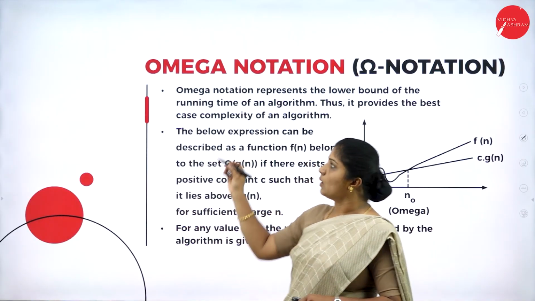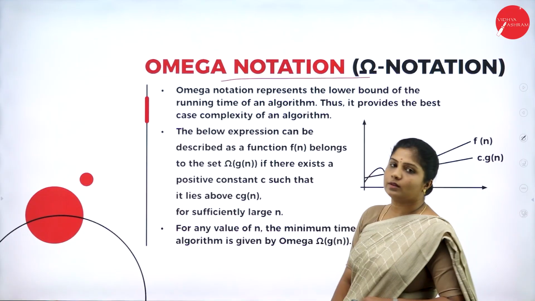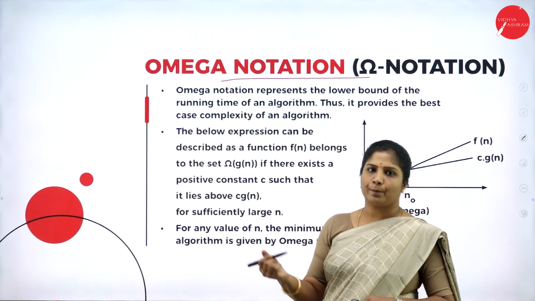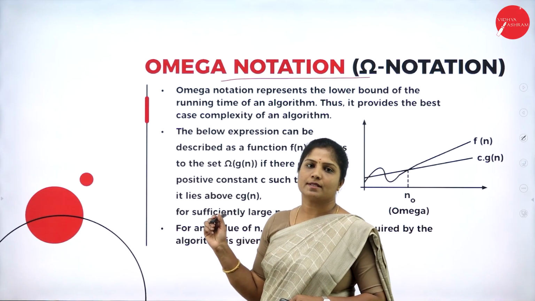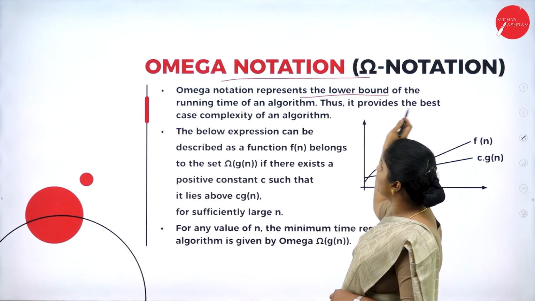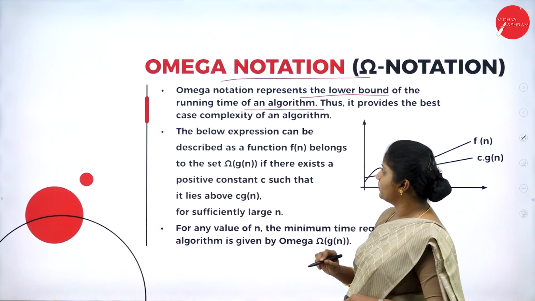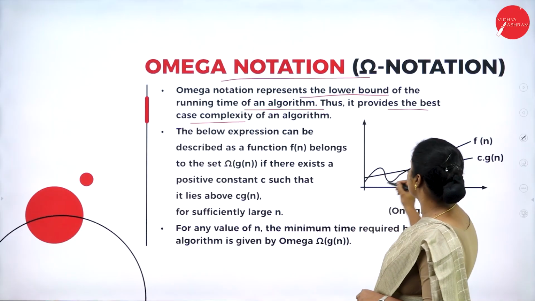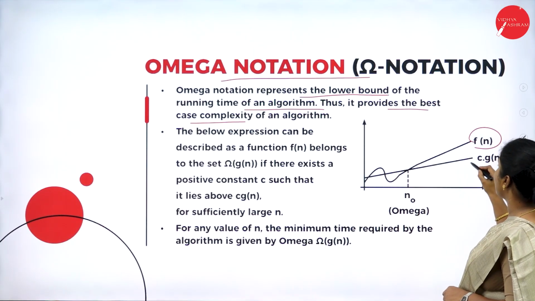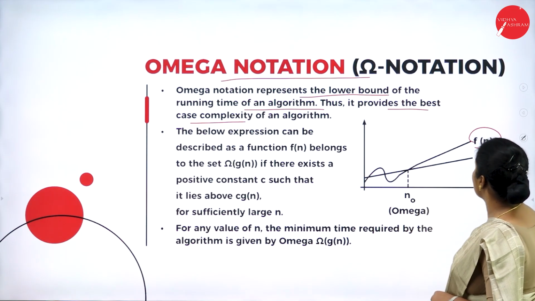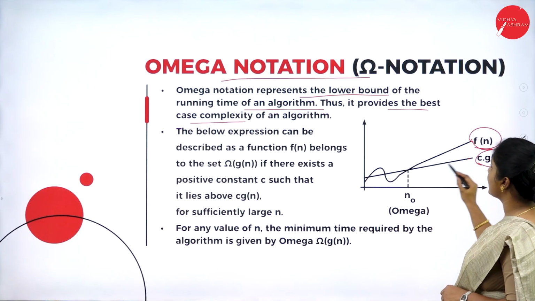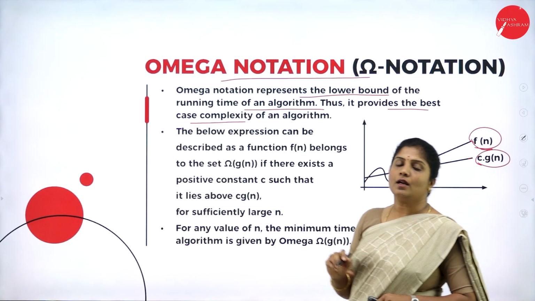Next, we will move on to the omega notation. This represents the lower bound. As big O represents the upper bound, omega represents the lower bound of the running time of an algorithm. So it provides the best case complexity. You can observe here that f of n lies above the C of g of n, so we can say it represents the lower bound.